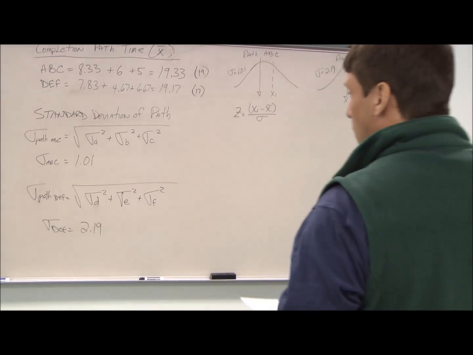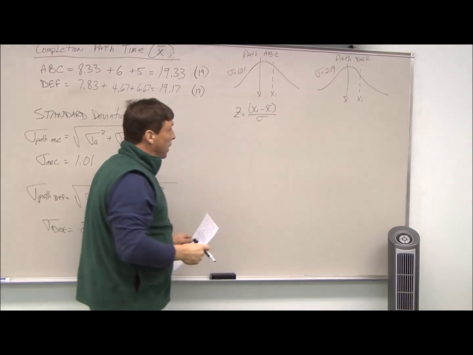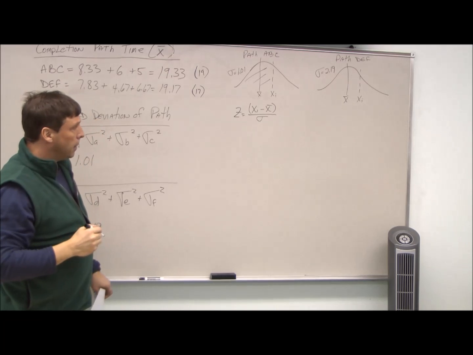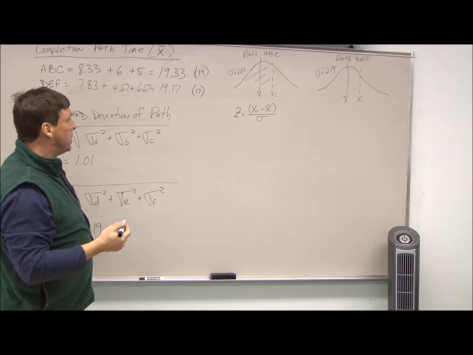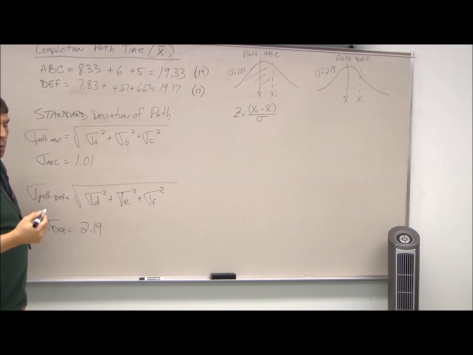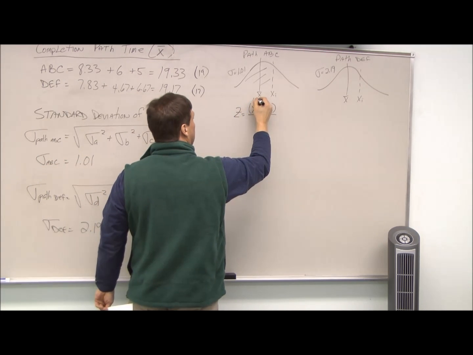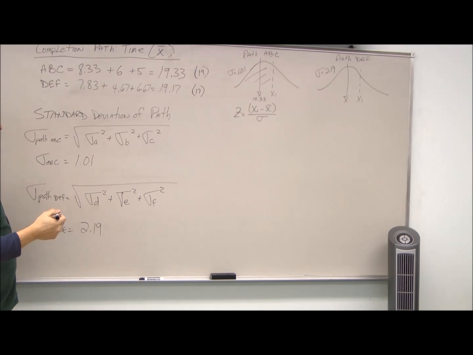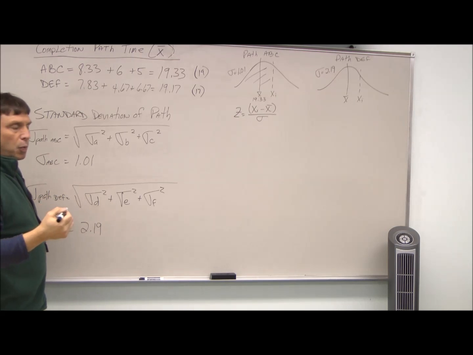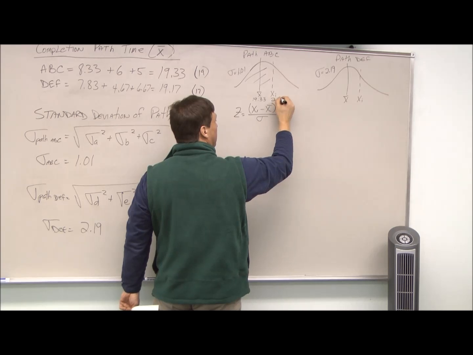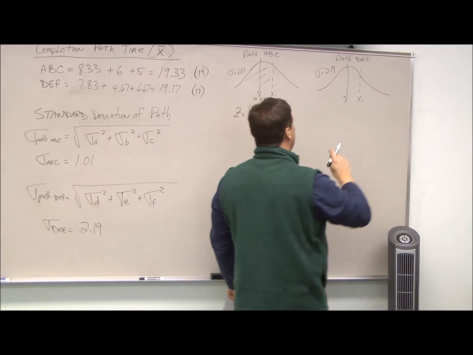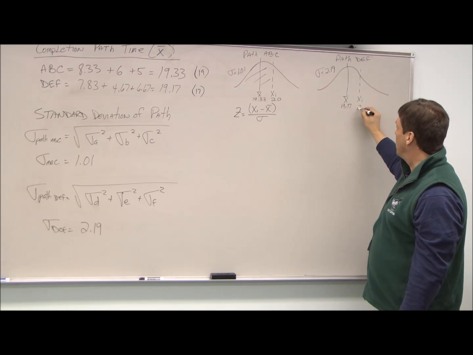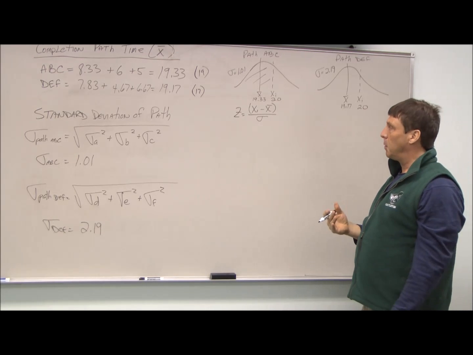Okay, finally we can find out our percentages for the customer, which is basically the area underneath the curve. From our calculations, we know our X bar, that was our weighted average. For path ABC, it's 19.33. The customer is asking about 20 weeks. So that's our X sub i. Similar for path D, E, and F, our X bar came out to 19.17. And again, the customer is asking about 20 weeks.